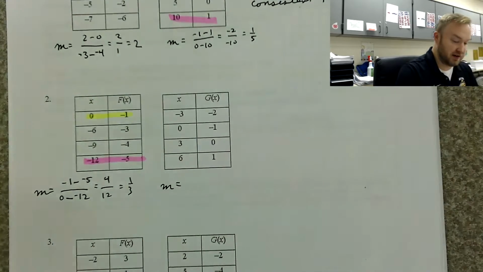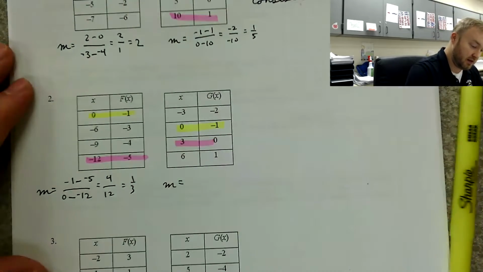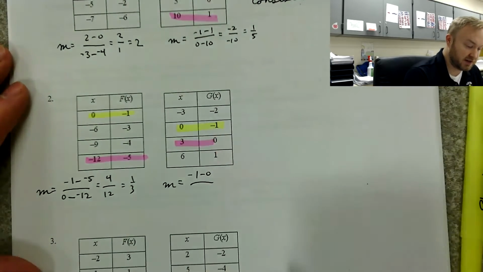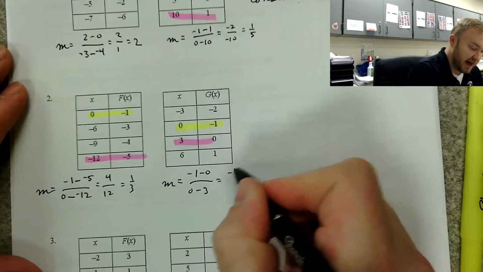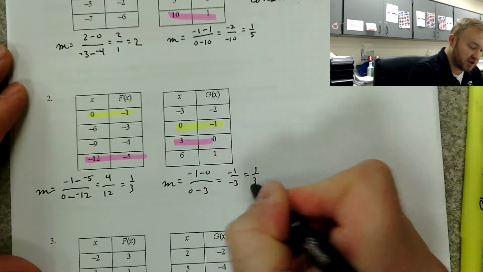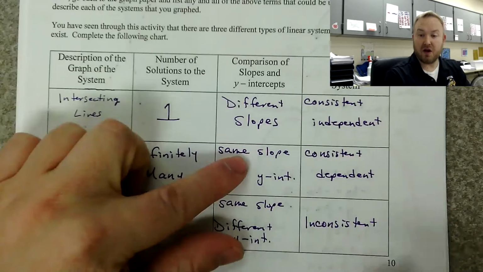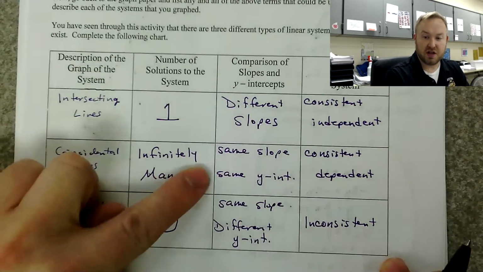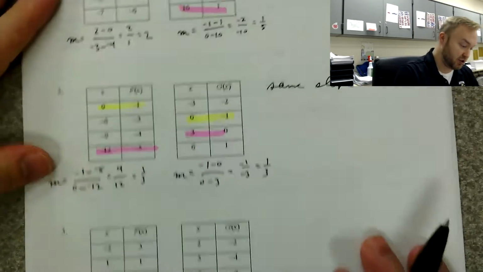Find the slope of g of x. How about we use these middle two? Just mixing it up. Subtract the y coordinates, -1 minus 0. Subtract the x coordinates, 0 minus 3. That is -1 over -3, which is a third. These have the same slope. But remember, same slope means it could be either of these two situations. We need to know the y-intercept situation.